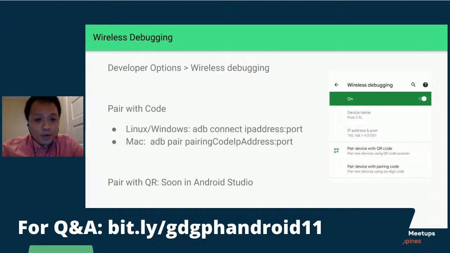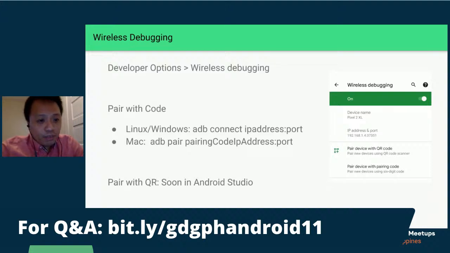So it's in the developer options. We can set it, for example, in this image on the right, I have turned it on. Then I have the device name and the IP address. The first IP address is for when we're connecting with Linux or Windows. So we have to connect with that IP address: ADB connect, the IP address and the port.